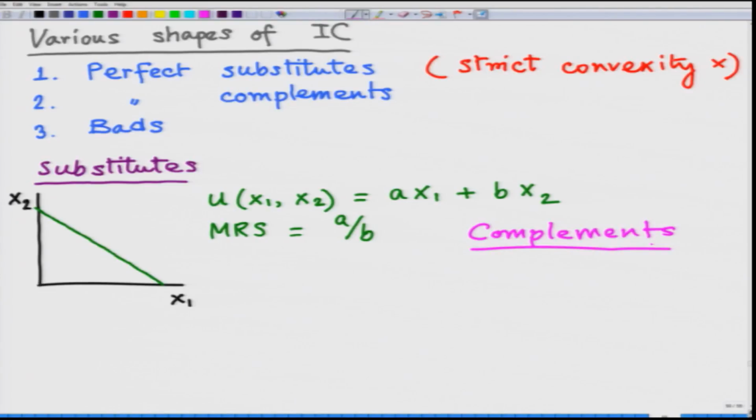Now, study the case of complements. Which axiom is going to be violated if we are going to experience complement goods?